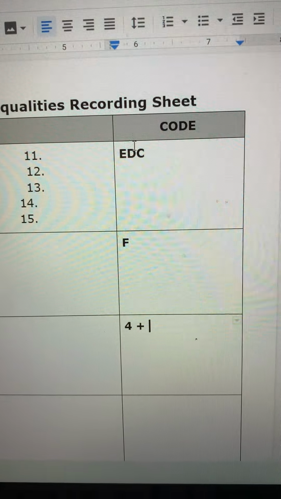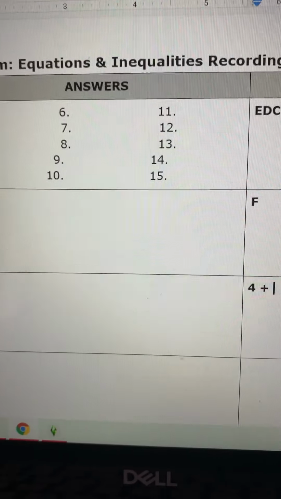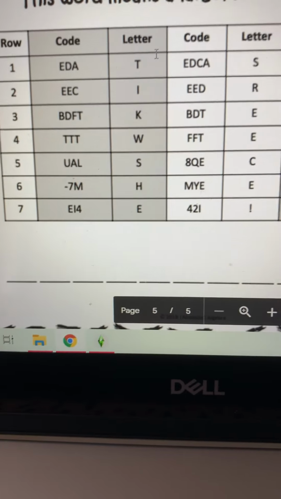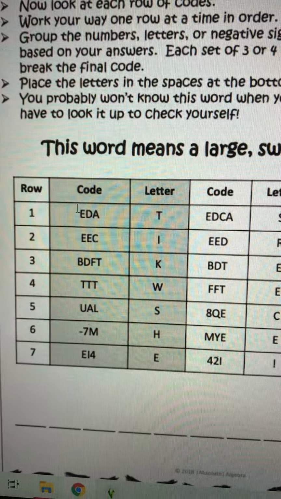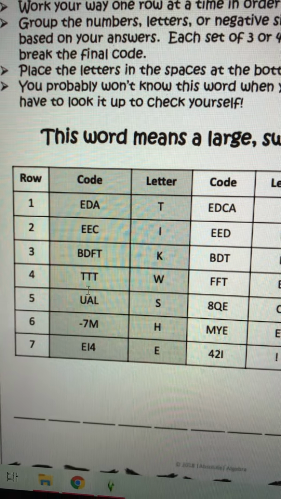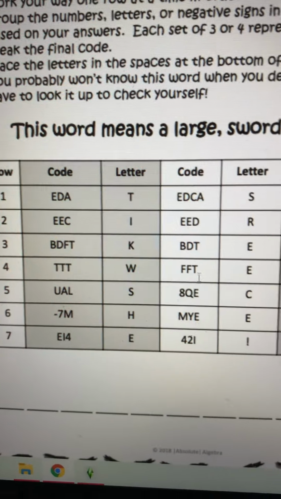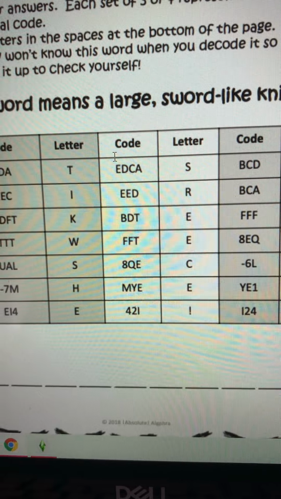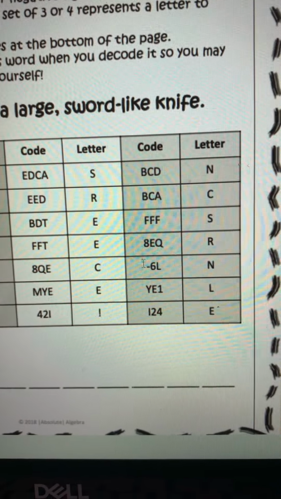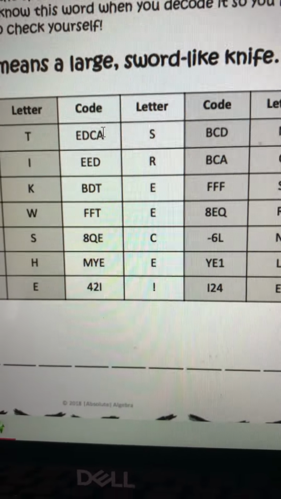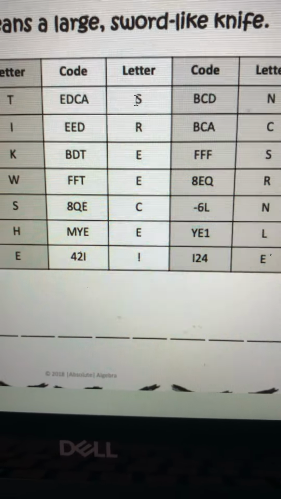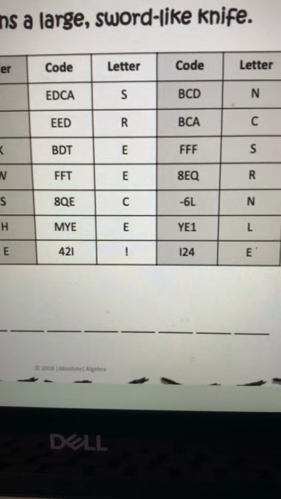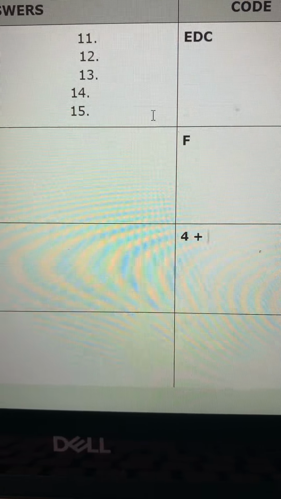So let's start here. I have an E, D, and a C. So what I'm going to do is I'm going to find one that says E, D, and C. Okay, found one. So then here it is. So then our next one's going to be A, surprise, surprise. And I'm going to put the letter S.